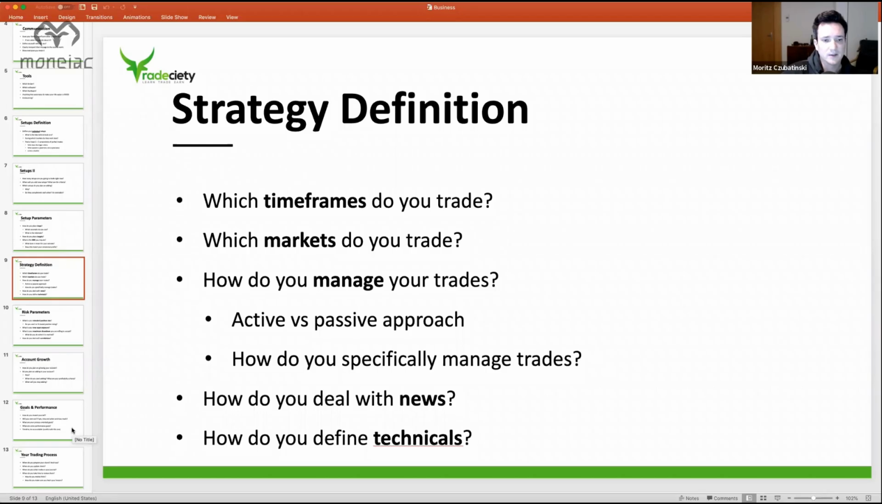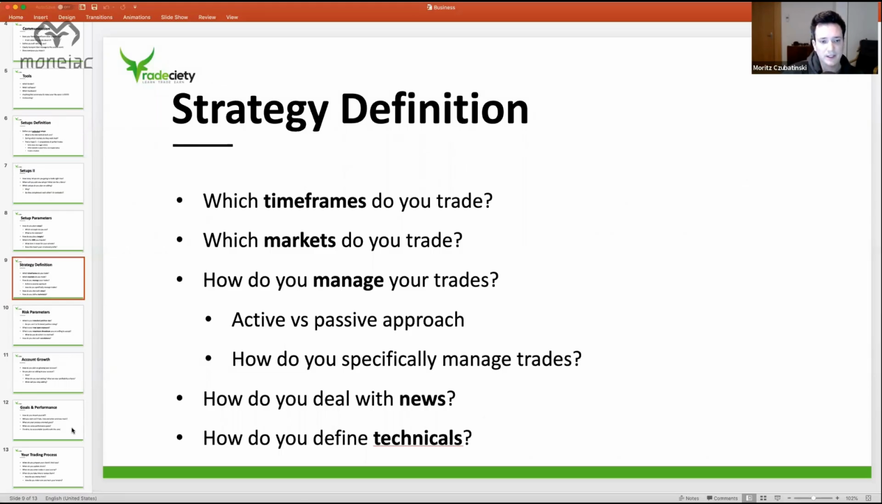Which markets you trade directly correlates to which strategy you trade. Often you can apply a strategy to different markets, but again, master one setup first, and master that on one market. Then you can decide to branch out to new markets or to add new setups.